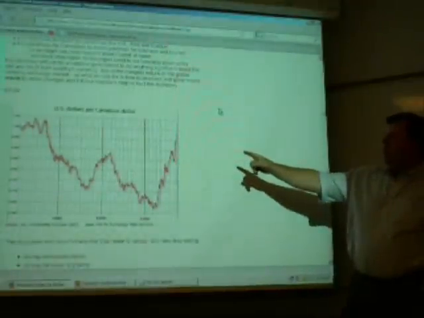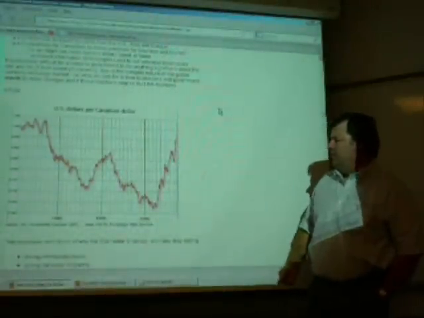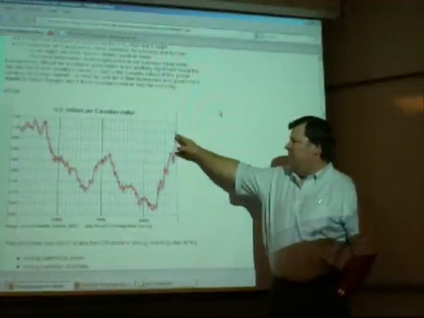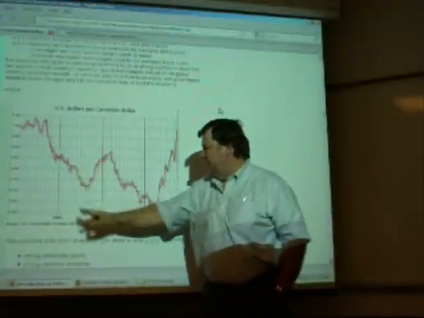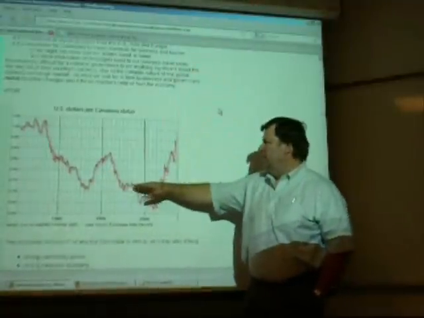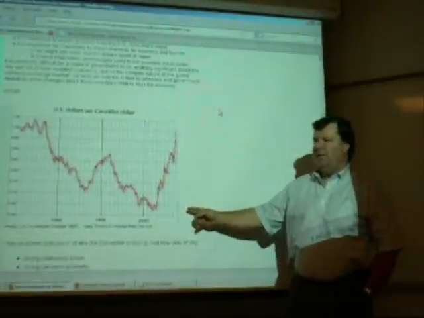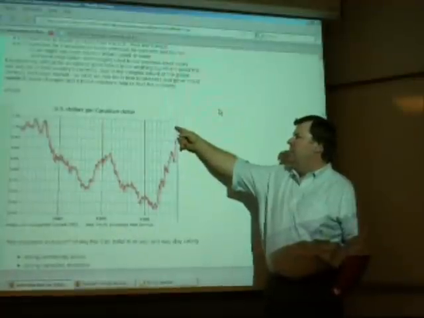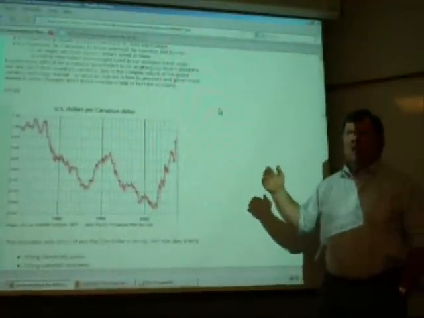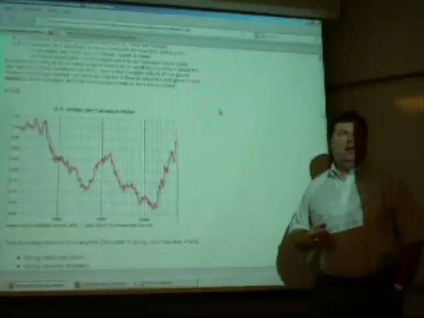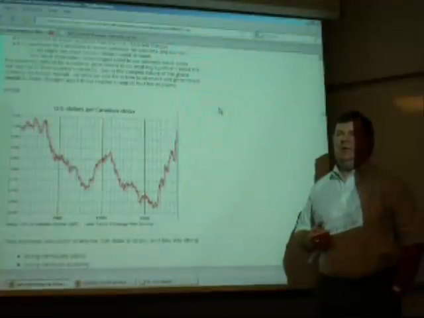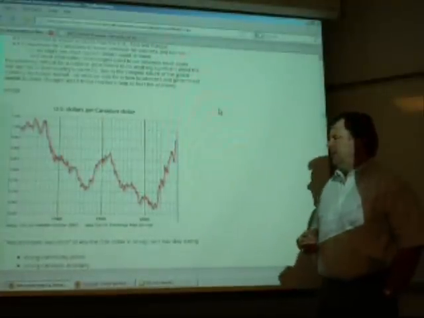Here's a little line chart which talks about the U.S. dollars per Canadian dollar. Since 2002, 2003, the Canadian dollar has gone very, very high. Throughout the 1980s and the 1990s, the Canadian dollar was in the range of 80 cents. And then all of a sudden in 2007, 2008, it went way up above a dollar, which was great if you want to buy stuff from the U.S., but very bad if you want to export to the U.S. And about 70, 75% of Canadian products are exported to the U.S. So when our dollar is high, that's a bad thing.